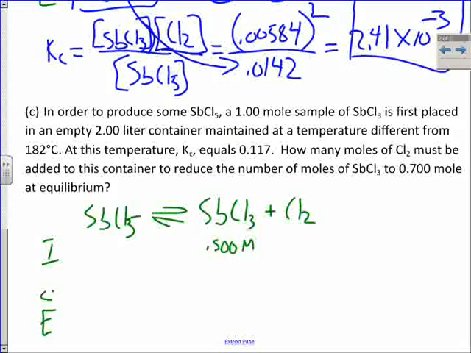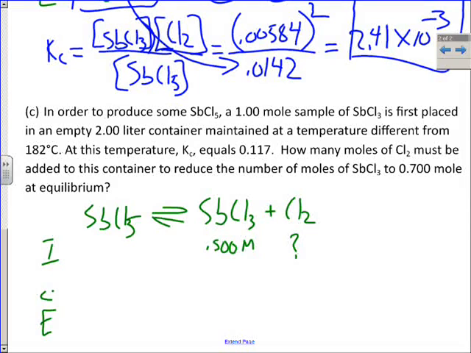That's its concentration. Now, it says how many moles of Cl2 must be added to this container to reduce the number of moles of SbCl3 to 0.700. So we don't really know how much of that must be added as well. In order to get a reaction, we have to add some SbCl3 and some Cl2. But the question really is, how much Cl2 do we have to add along with the 0.500 molar SbCl3 in order to end up with a final number of moles of SbCl3 of 0.700 in 2 liters?